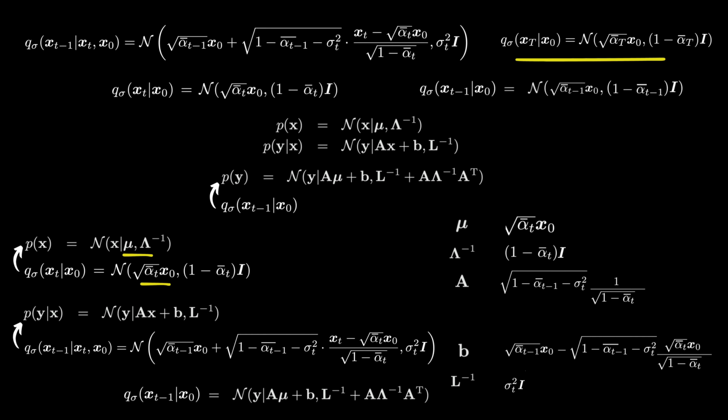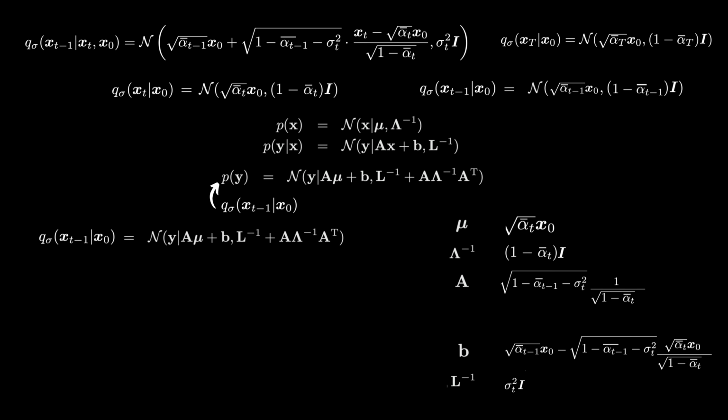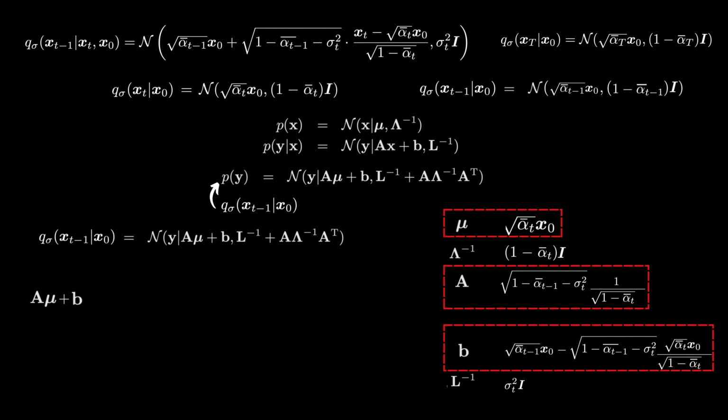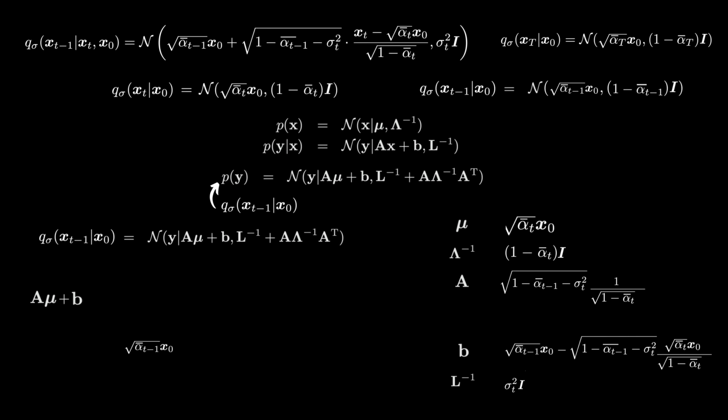So once we have got the expression for all these terms, we are equipped to compute q of xt minus 1 given x0, or p of y. The mean of that would be a mu plus b, which is these two terms. And if you notice here, these two get cancelled out, and only square root of alpha bar t minus 1 times x0 remains.